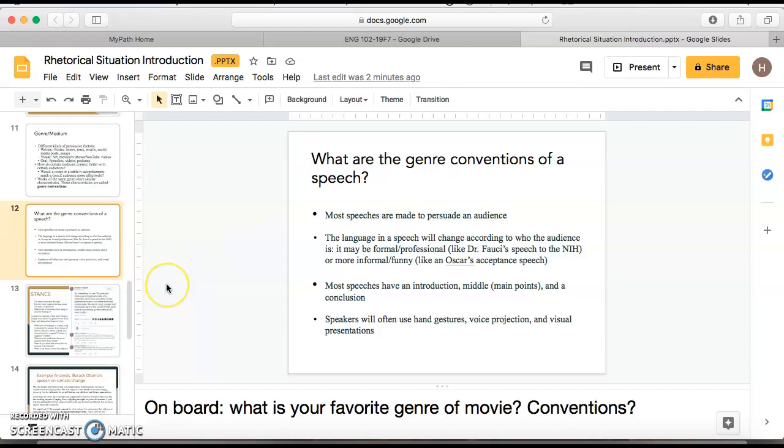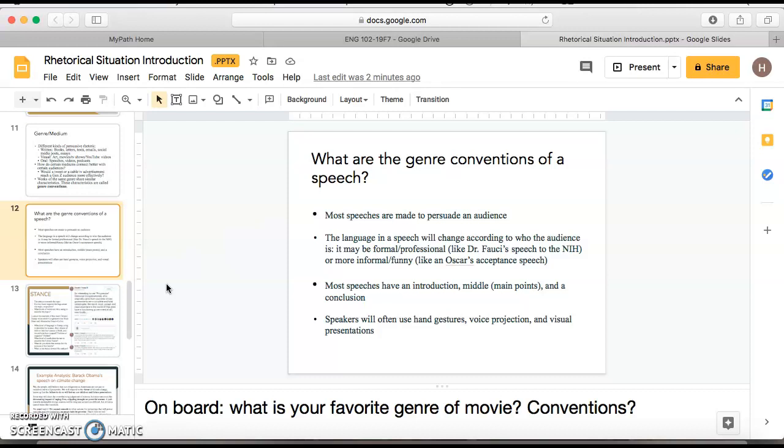Okay, so we're picking back up with what the genre conventions of a speech look like. These are in no way all of the genre conventions of a speech, but generally speaking, when we look at speeches as a whole, this is what you'll see most often. The first one is that speeches are usually made to persuade an audience of something. Generally speaking, you don't get up and make a speech that isn't intended to persuade an audience of something.